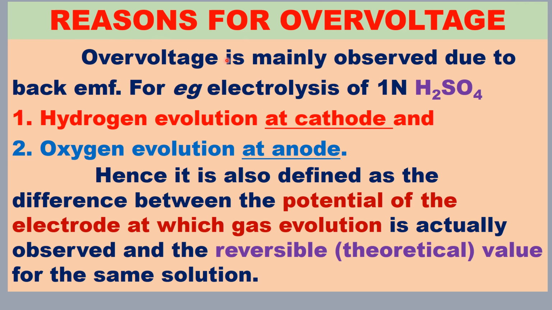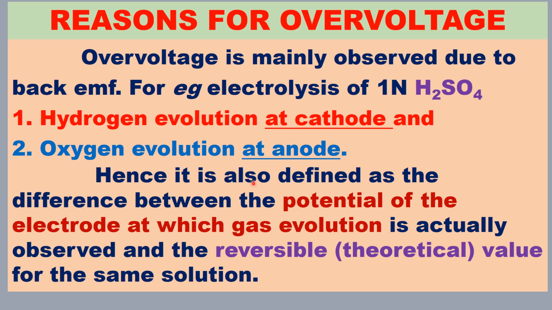Okay, what are the reasons for overvoltage? Why does it actually occur? It is mainly observed due to back EMF, also called polarization EMF. For example, when one normal H2SO4 is electrolyzed in the electrolytic cell setup, hydrogen evolution occurs at the cathode and oxygen is evolved at the anode.